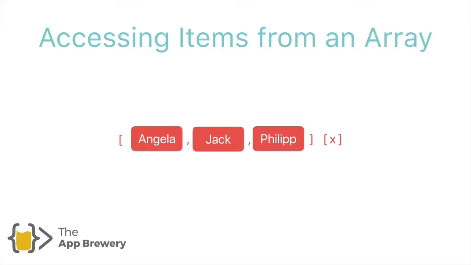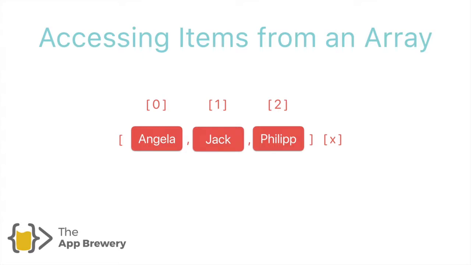And if you remember from previous lessons, we said that programmers love counting from 0. So the first item, Angela, is at position 0, Jack is at position 1, and Philip is at position 2. So if we replace the X with 0, 1, or 2, then we will be able to retrieve a single item out of our array, depending on which position we specified as X.